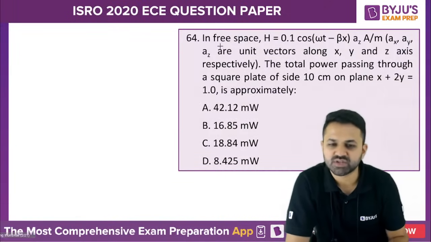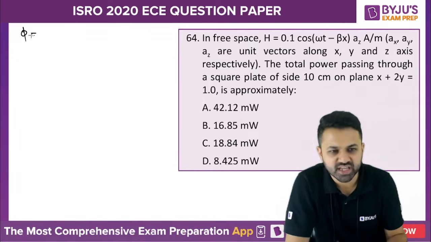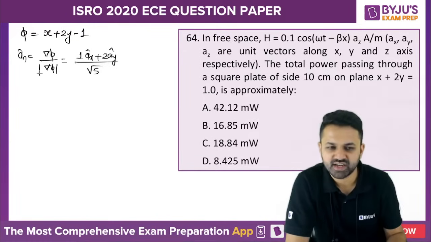Now coming to the second question. In free space H is given, and we have to find the total power crossing through this particular plane. So what is the equation of the plane? If I write the equation of the plane, it is x plus 2y minus 1. If I want to calculate the normal vector to the plane, it is nothing but the gradient of phi divided by the magnitude of the gradient of phi. So if I calculate the gradient, this is 1 into ax plus 2 into ay divided by root 5. That is the direction.